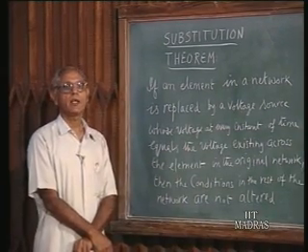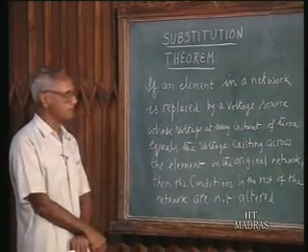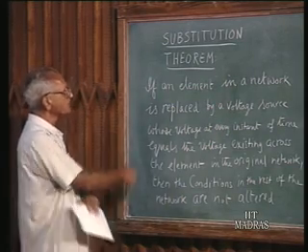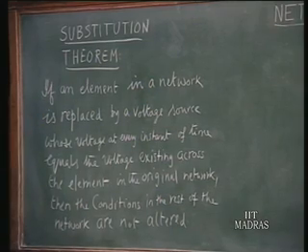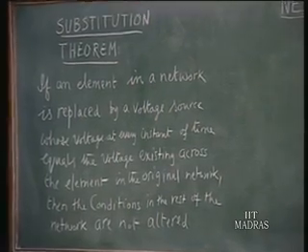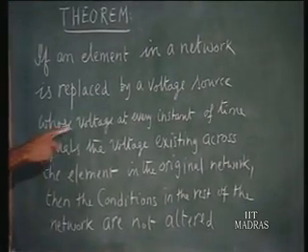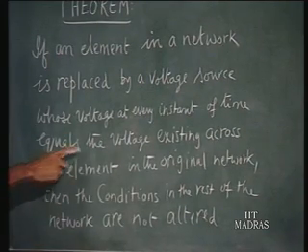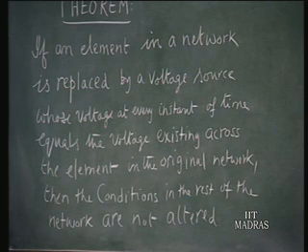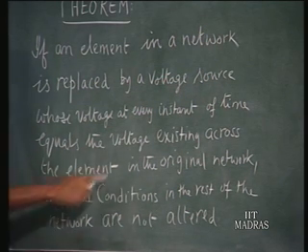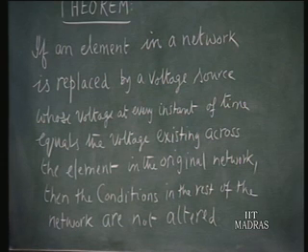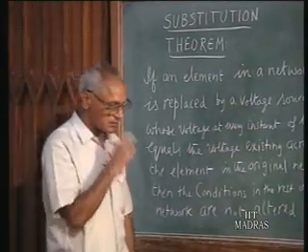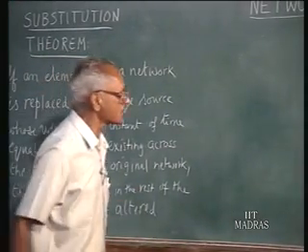The next theorem that we will discuss is what is called the substitution theorem. It reads like this: if an element in a network is replaced by a voltage source whose voltage at every instant of time equals the voltage existing across the element in the original network, then the conditions in the rest of the network are not altered. Let me illustrate this first by means of a simple example, and then later on I will discuss this.